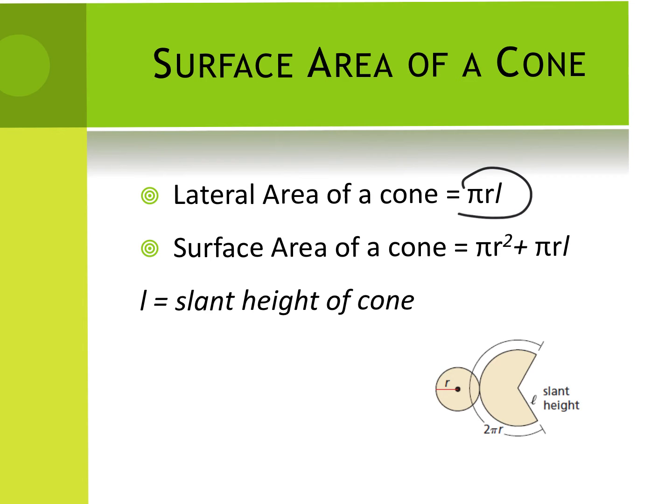Then for the total surface area, it's going to be the area of the base plus the lateral area. And again, remember your base is a circle, so it's pi r squared. And then the lateral area is that pi r l. So again, the l is the slant height. Pretty good there? So let's see the volume formula.